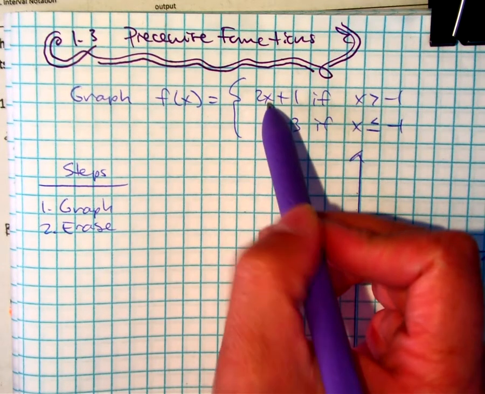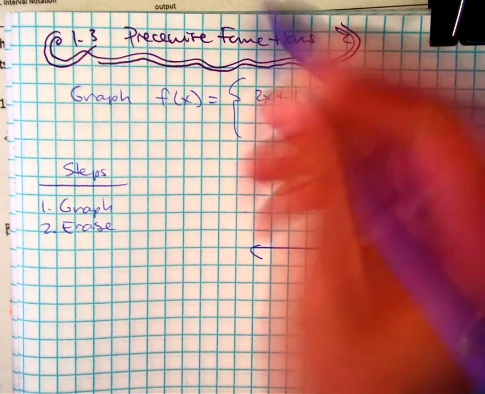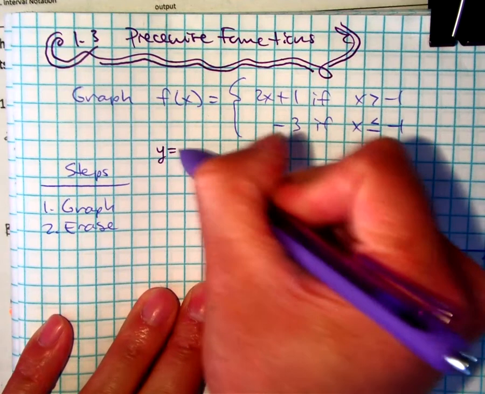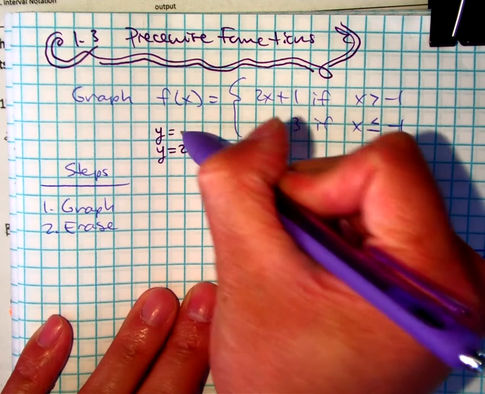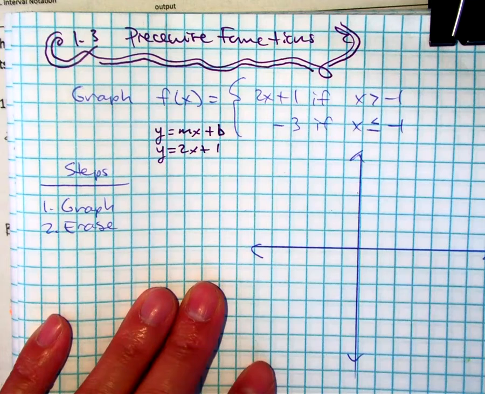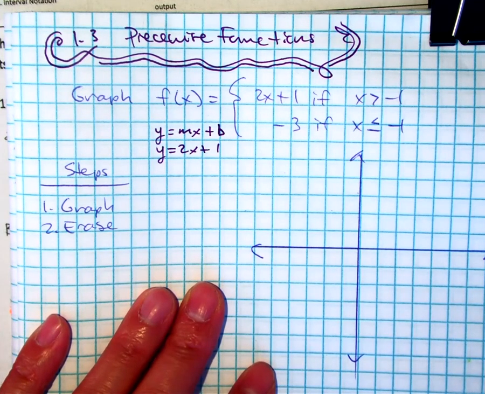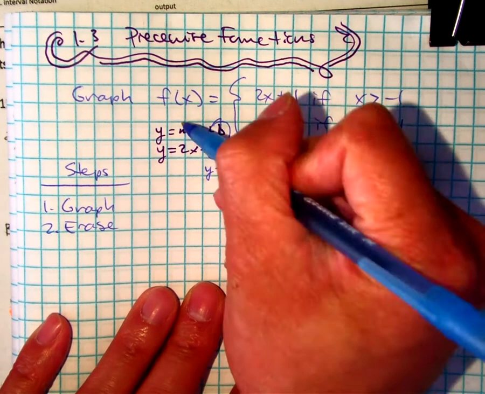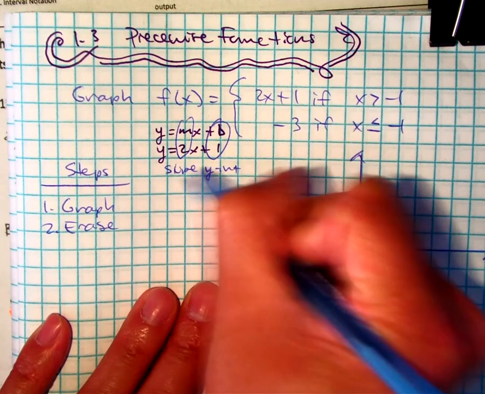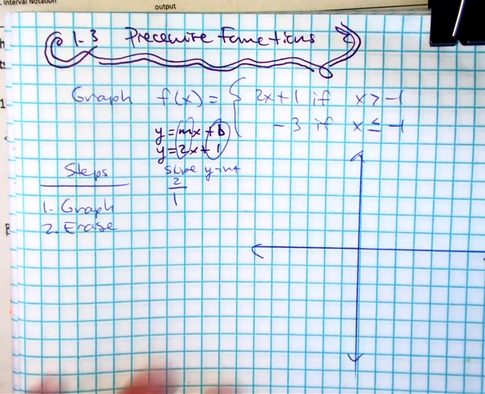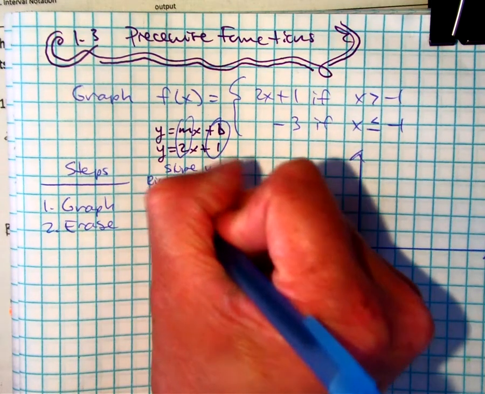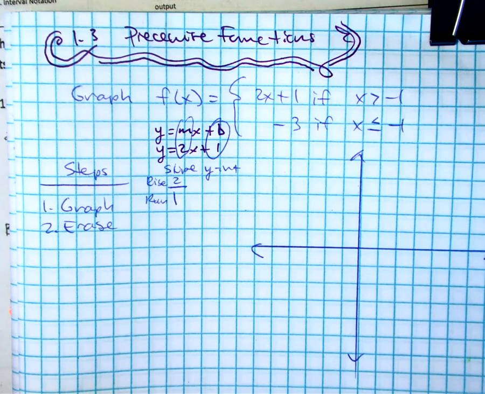Let's graph the first one. The first one is linear. It's linear because x is to the first power. In simple terms, you can write this as y equals 2x plus 1, and this is in slope-intercept form, mx plus b. You're going to notice that our y-intercept is 1, and our slope is 2 over 1. Remember, this means a rise of 2 and a run of 1.